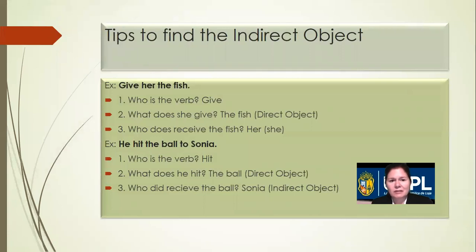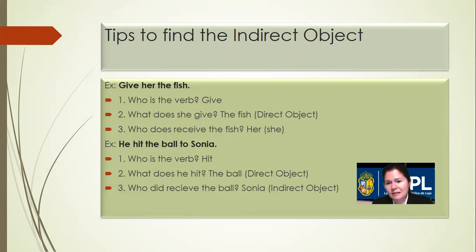Tips to find the indirect object. Here we've got two more examples to be sure that you understand this, okay? Give her the fish. This is our sentence. Step 1, what is the verb? Give. Okay, excellent. Number 2, what does she give? The fish. So this is the direct object. And number 3, who receives the fish? Her. In this case, we are talking about she. Her is for a woman.